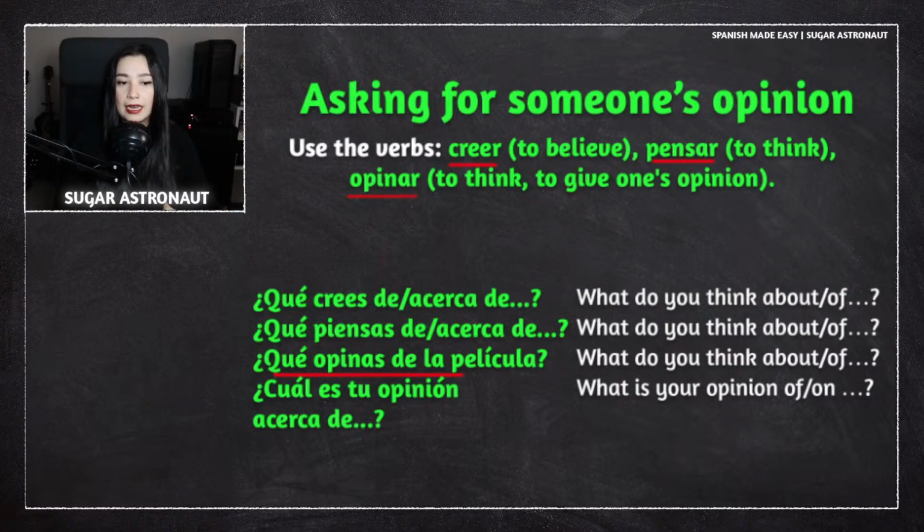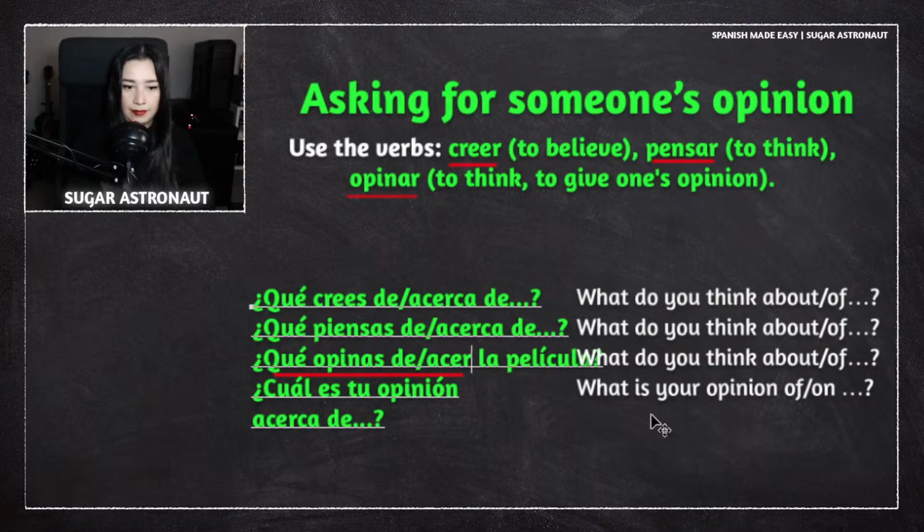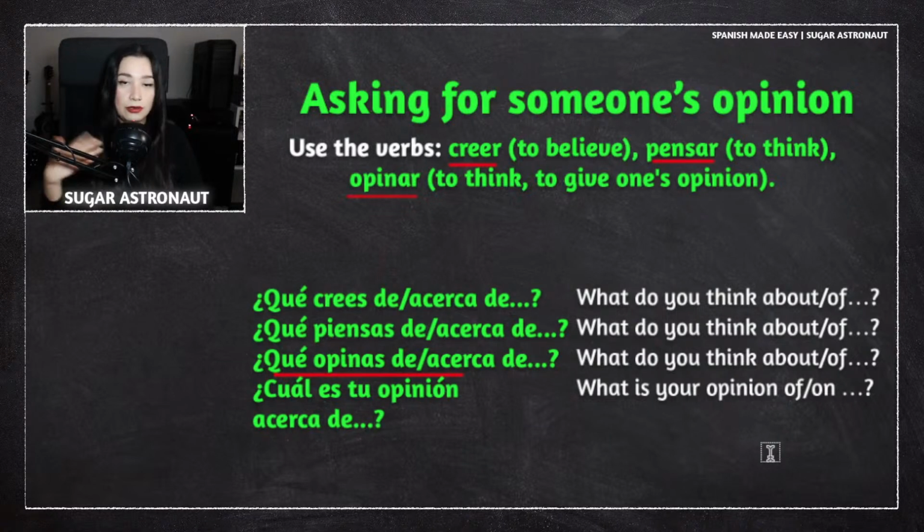And then you can say ¿qué crees de? Or ¿qué crees acerca de? ¿Qué piensas de? Or ¿qué piensas acerca de? And same thing with the third one. ¿Qué opinas de? Or ¿qué opinas acerca de? Okay, so just keep that in mind that you can use either one. I usually use acerca de. ¿Qué crees acerca de? ¿Qué piensas acerca de? ¿Qué opinas acerca de? Okay, but it's okay if you say ¿qué piensas de la película?